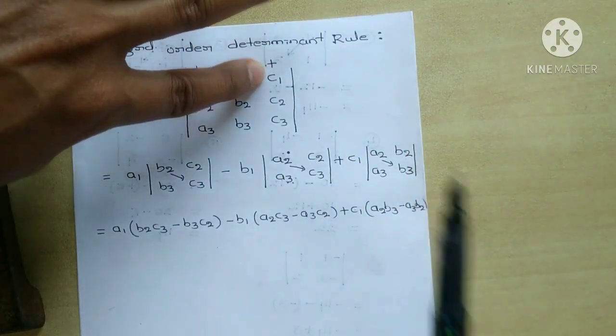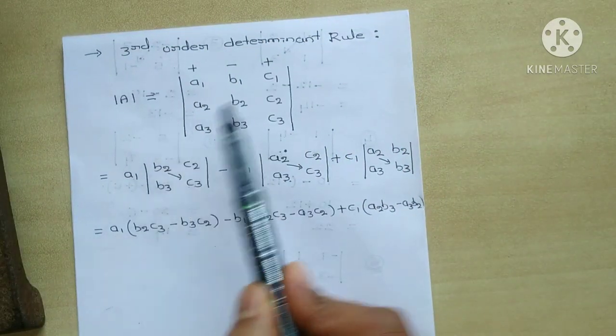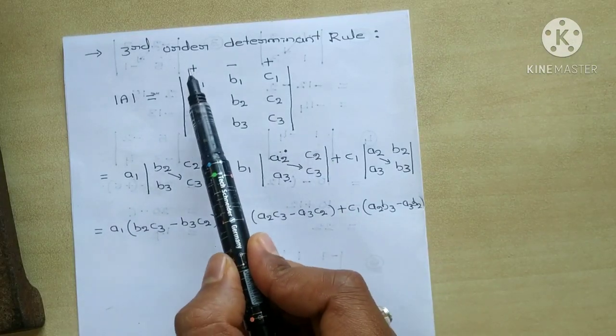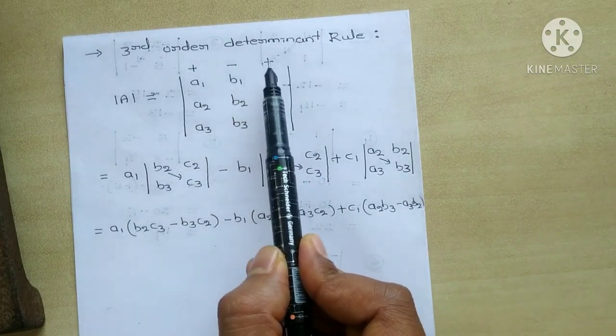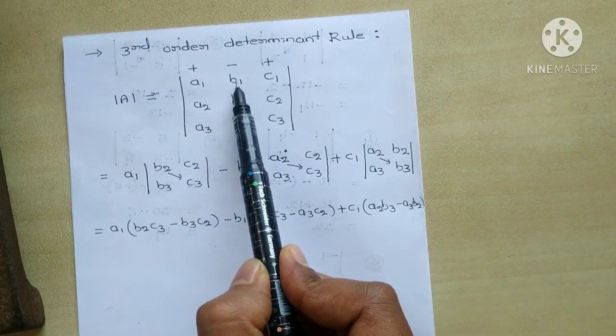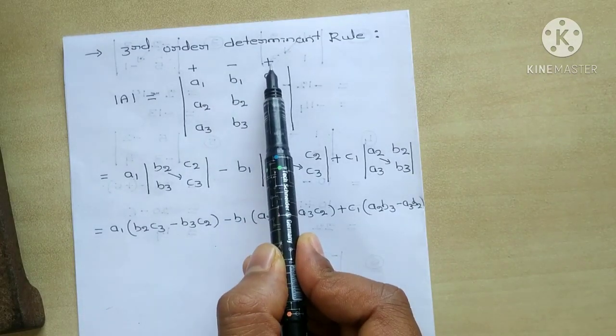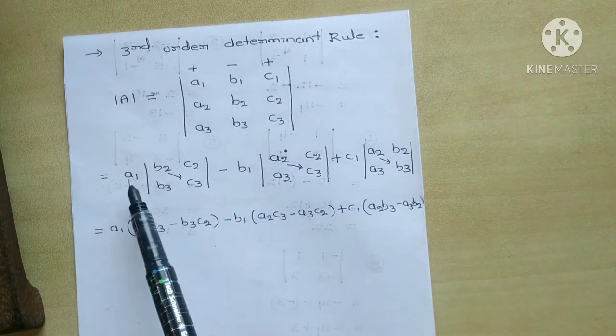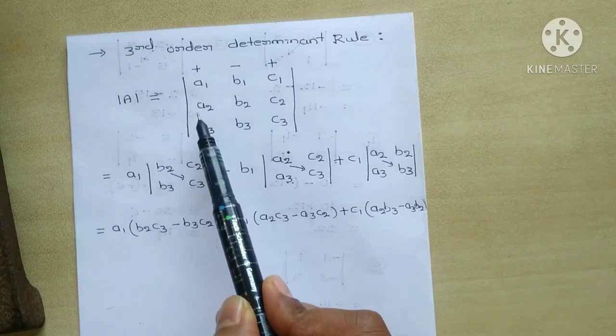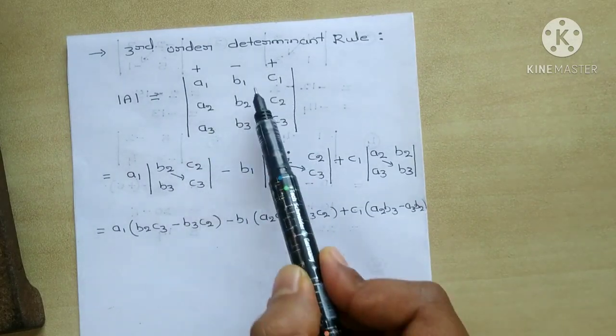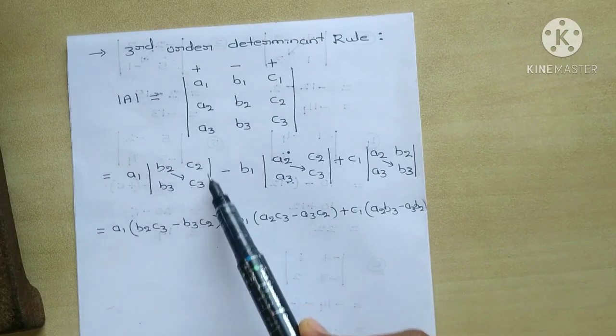So this is the first step. Once they give the values, so top you write here plus minus plus. First element plus sign, second element negative sign, third element plus. So first element you take A1. Once you take that A1, delete that column, that row. Remaining element you need to note down in the second order.